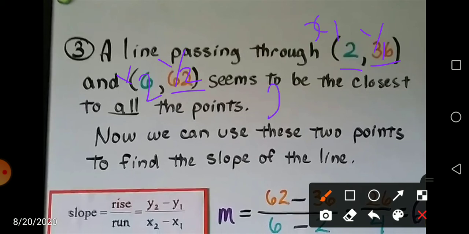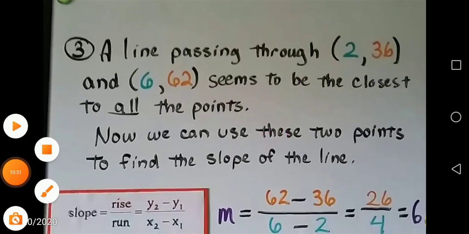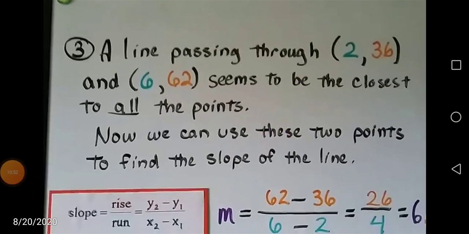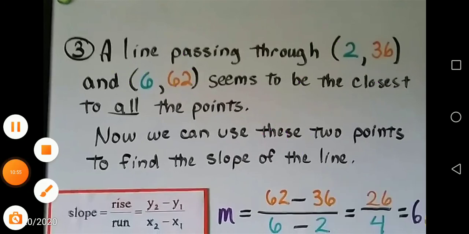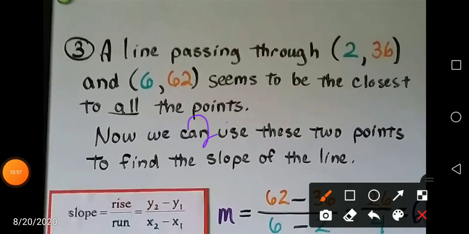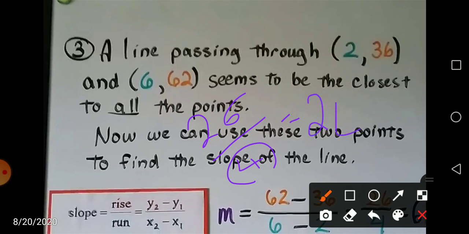Gives me what? Gives me 26 over 4. When I say 26 over 4, it gives me what? I want to write it down. 26 over 4 gives me what? The nearest thing: 6 times 4 equals 24.